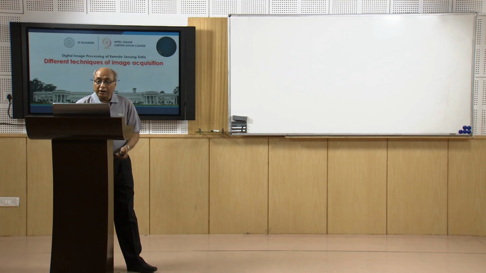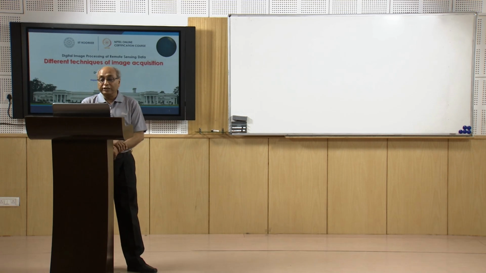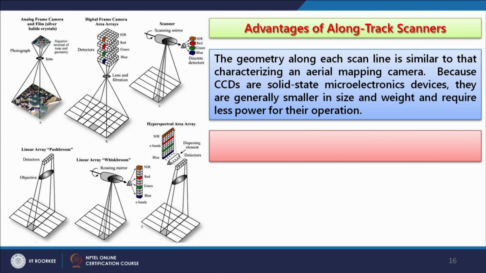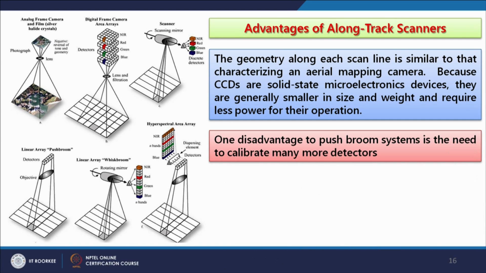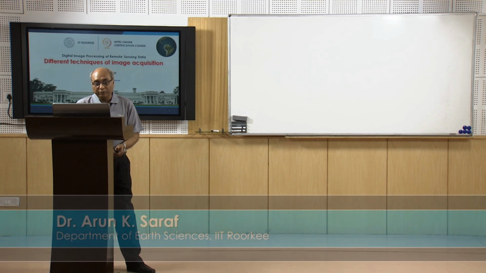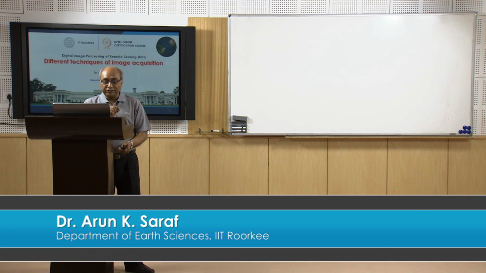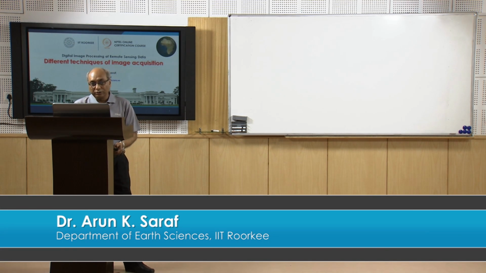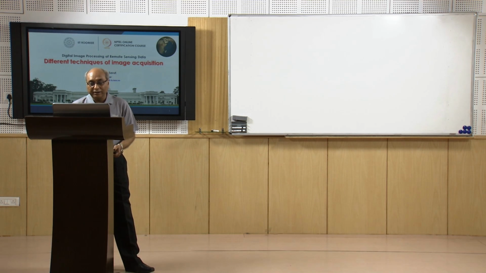Now, advantages with along track scanners: the geometry along each scan line is similar to that of an aerial mapping camera. Because CCDs are solid state microelectronic devices, they are generally similar in size and weight and require less power for their operation. And one disadvantage is that the push broom system needs calibration. This I have already mentioned, that the calibration has to be of the highest quality, so that each CCD responds to the same quality of signals in an identical manner.